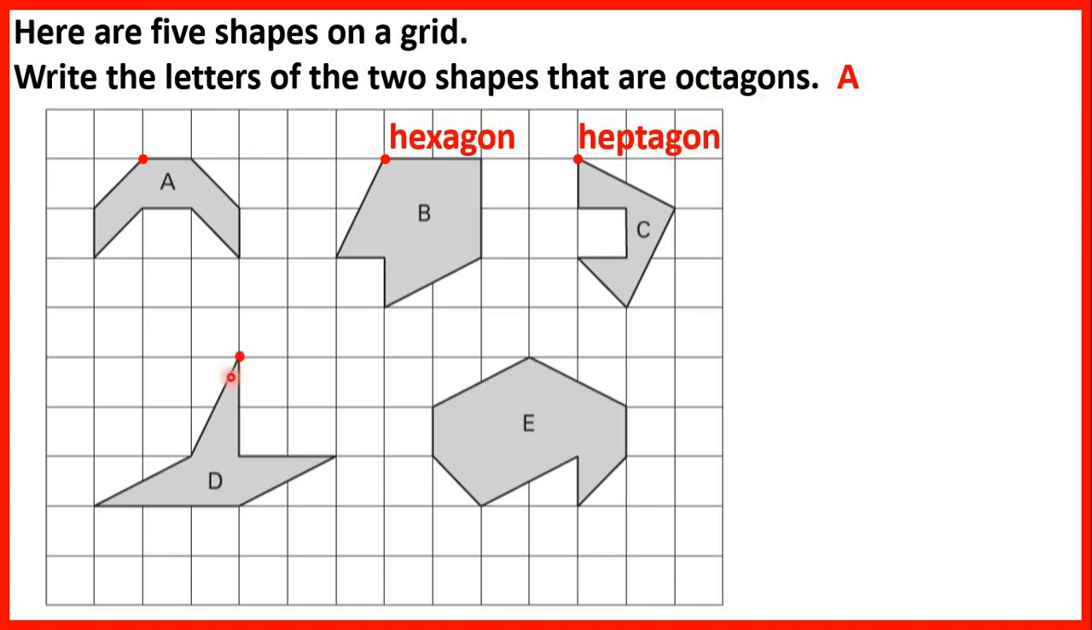For shape D, we have 1, 2, 3, 4, 5, 6. So that's a hexagon as well, because that has 6 sides. And then for shape E, we have 1, 2, 3, 4, 5, 6, 7, 8. So because shape E has 8 sides, we know that shape E must be our other octagon.